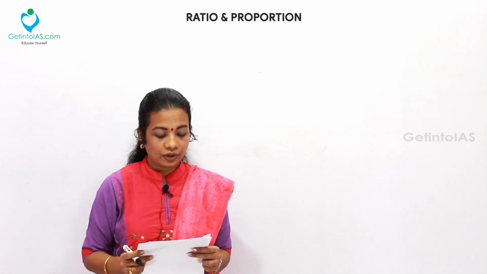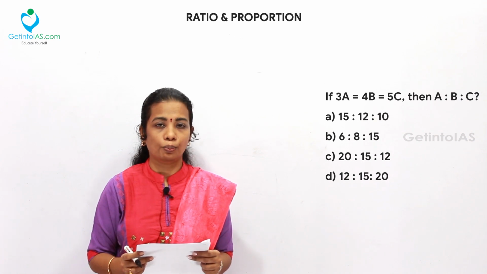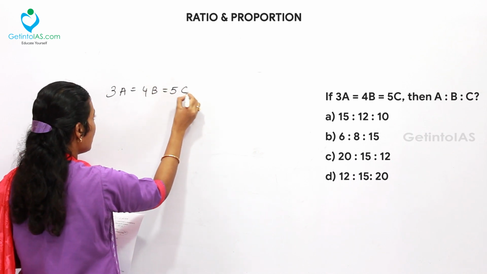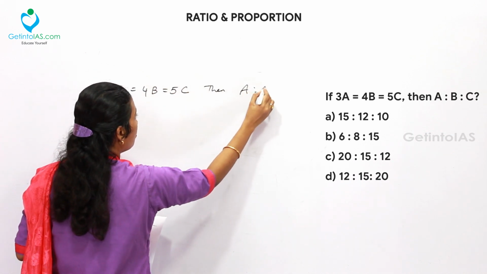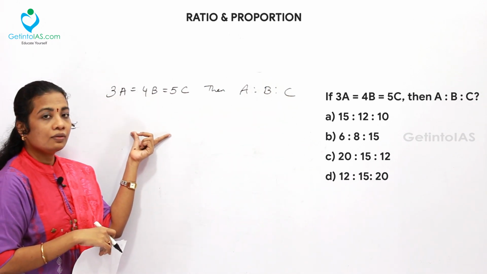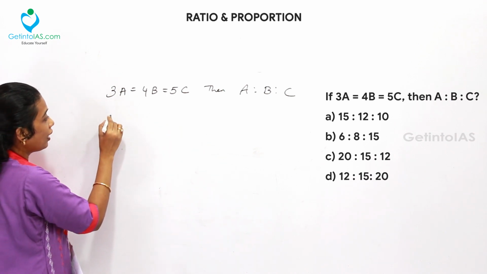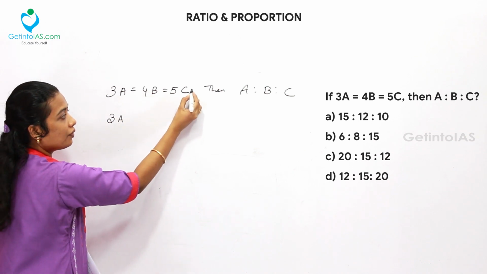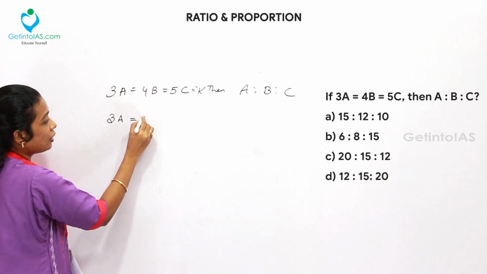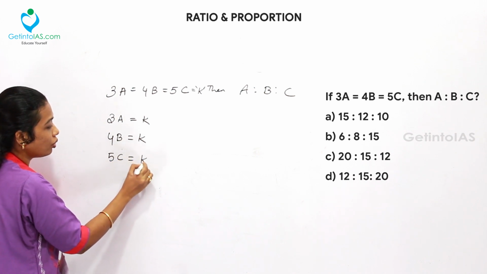The next sum: if 3a is equal to 4b is equal to 5c, then what is the ratio of A is to B is to C? Here we can't use the same method we discussed earlier with the denominator part. This is a little different. So 3a is equal to 4b is equal to 5c, we can assign a variable k. 3a is equal to k. Similarly 4b is equal to k. Similarly 5c is also equal to k.